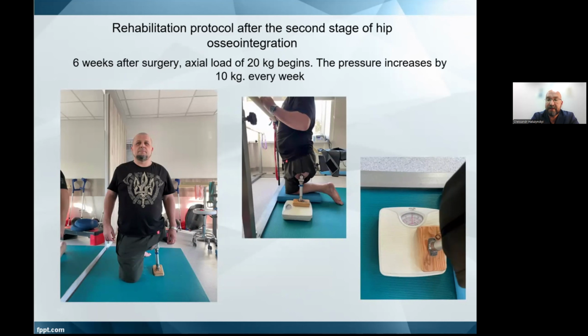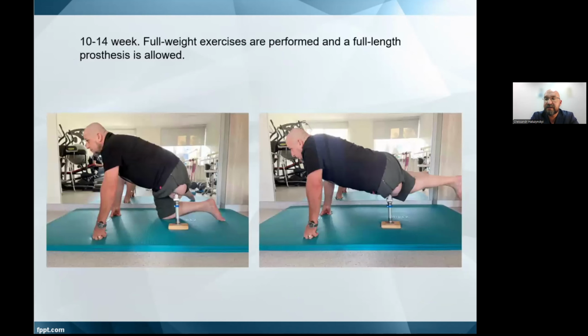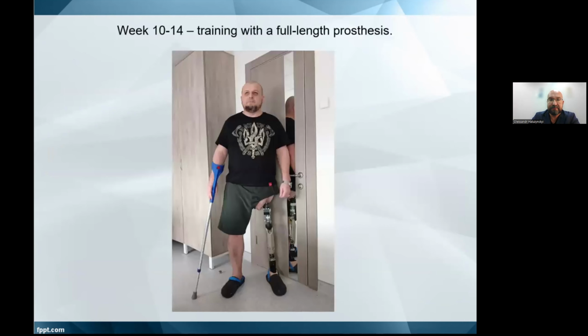In the case of the lower limb, 6 weeks after surgery, an actual load of 20 kilograms begins. The pressure is increased by 10 kilograms every week. At weeks 10 to 14, full weight exercises are performed and a full length prosthesis is allowed. Week 10 to 14, training with a full length prosthesis.